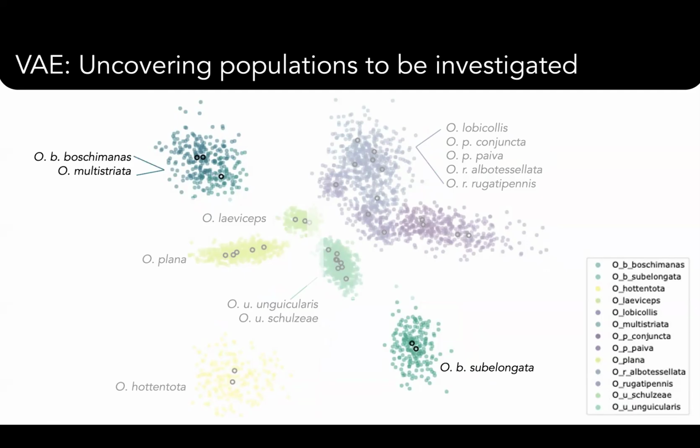So with Boschimanus and Boschimanus subunguata, we can see they are very distinctly separate, no overlap whatsoever, very clear, no relation, no gene flow. But we do see Boschimanus overlapping with multistriata. So that was also a population that we investigated in our analysis.